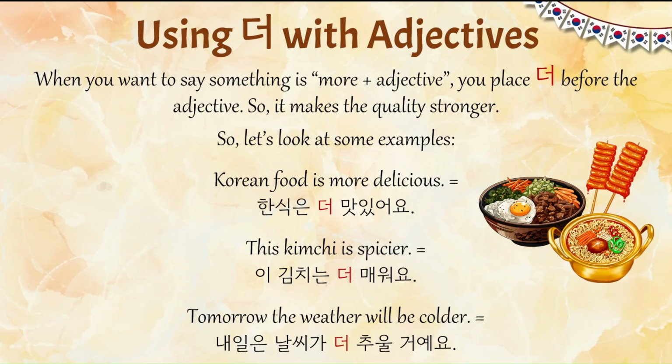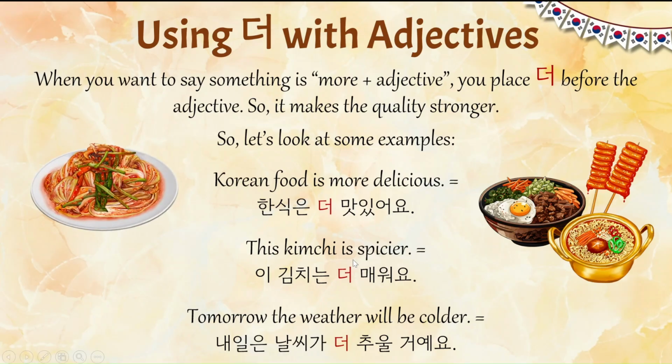Now let's take a look at the other example. This kimchi is spicier. Now, if you have to say this kimchi is spicy, 이 김치는 매워요. Simple. But you have to say that this kimchi is more spicy or spicier. Then we use 이 김치는 더 매워요. 더 here is highlighting that this kimchi is more spicy.